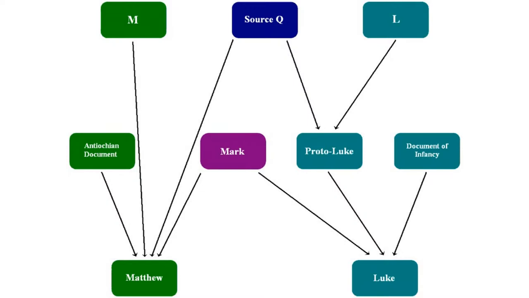So I pulled this up on the screen. This is a diagram of B.H. Streeter's four document hypothesis. Yes, there you are, and a very nice one. I don't think his original was in color, so that looks good.